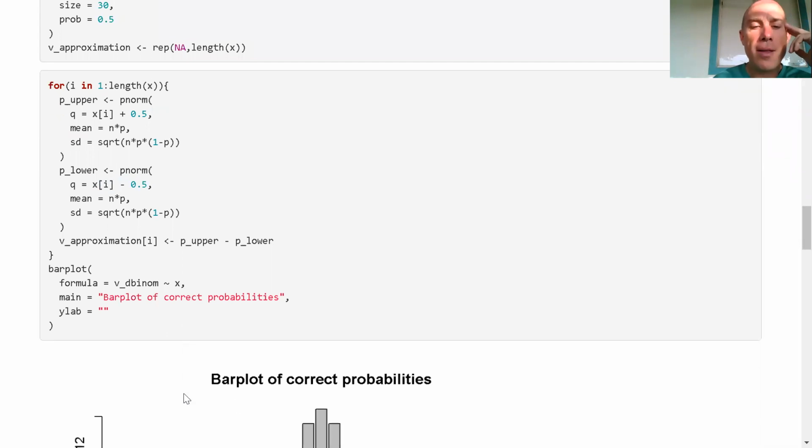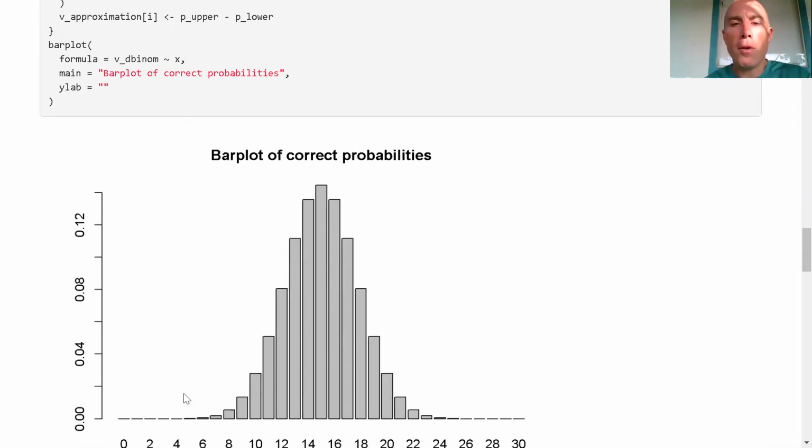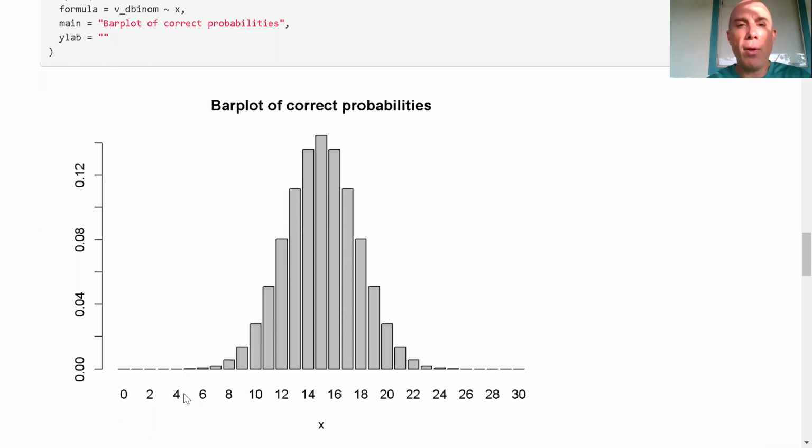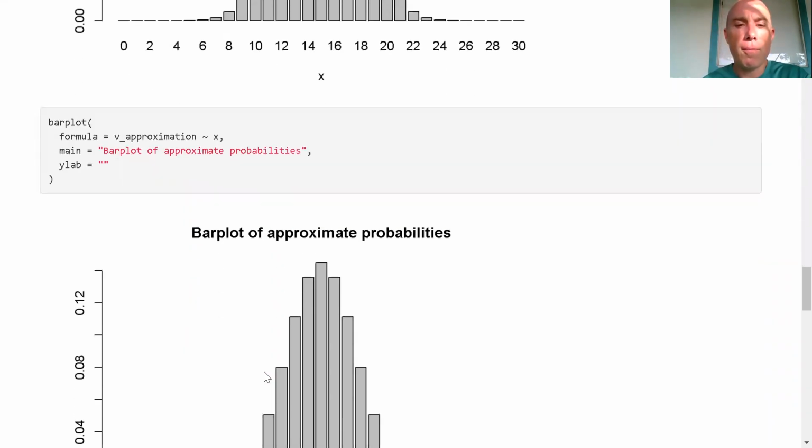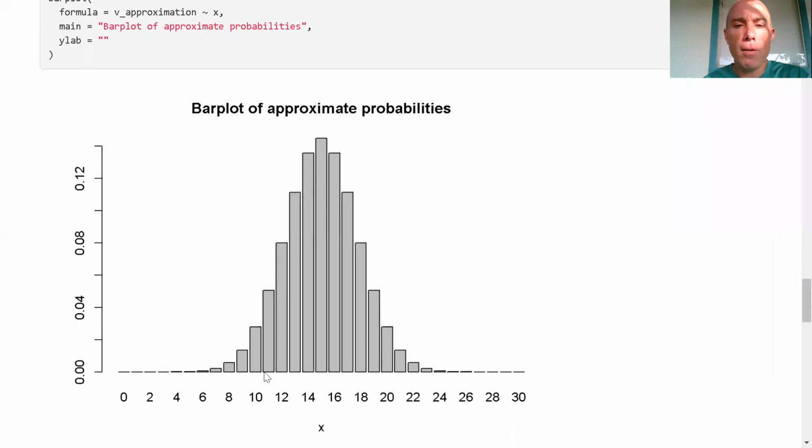Now let's look at the distribution of the actual correct probabilities. These are the correct ones, from the binomial random variable. That looks a lot like a bell curve, right? So this confirms that what we're doing makes sense. Now let's look at the approximations. I cannot visually see a difference. There is a difference though, but I can't see it.